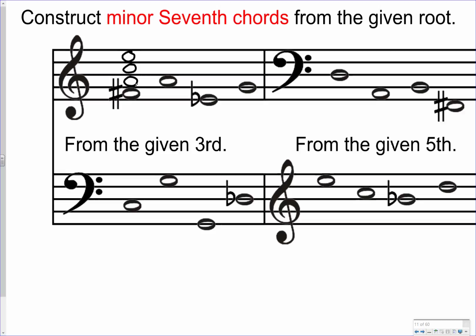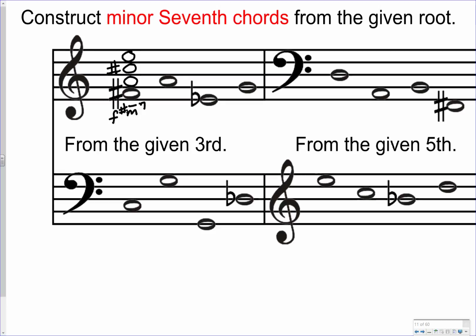F sharp to A to C sharp. So we have our minor triad. Now we're looking for a minor seventh. F sharp to E is a minor seventh. So there is our minor seventh chord. And we would write it like so if we need to, but we don't need to do that. We're just going to construct them. And if we want to get technical, this is really an F sharp minor seventh chord.